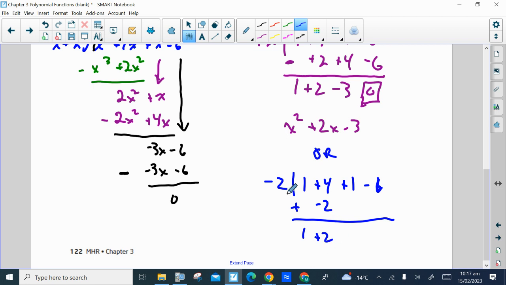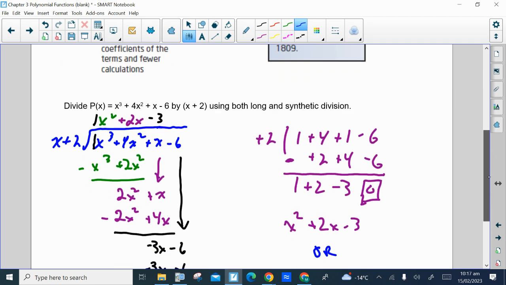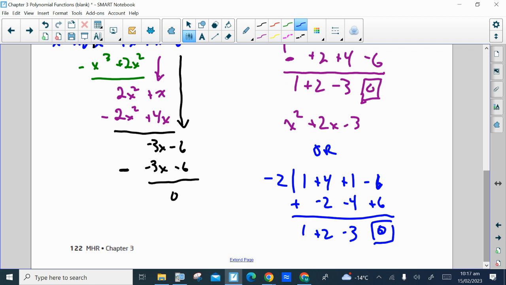Whatever numbers are written down below are multiplied by what's in front. 2 times negative 2 is negative 4, and we add. 1 plus negative 4 is negative 3. Again, the same three numbers that we had above. And then negative 2 times negative 3 is positive 6, and when you add, you still get a 0 remainder. So by changing the x plus 2 to an x minus 2, it allows us to add as we're going through, which is a little bit easier. Okay, so there we go. This is how we do synthetic division.